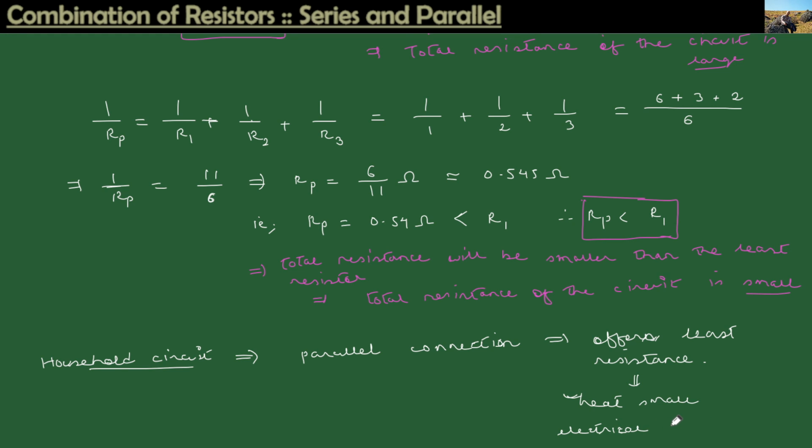So what will happen to these electrical appliances, like the room heater, electric bulb and electric fan? All these appliances will last long for a certain period of time. So these are the applications of these combinations of resistors.